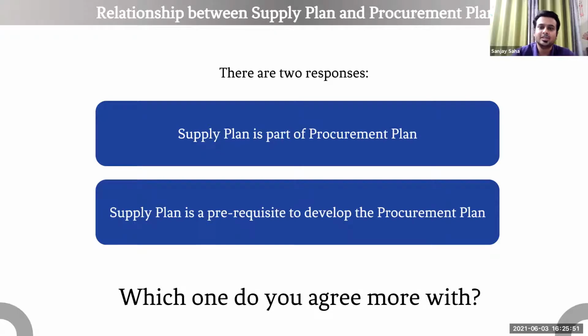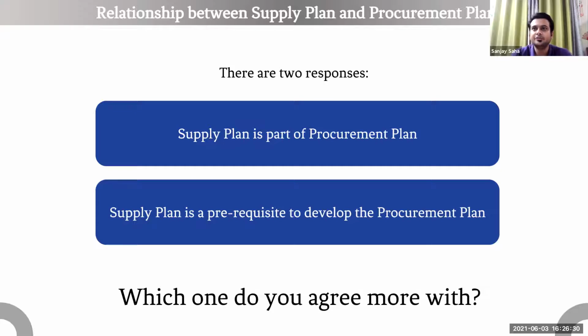Now, what's the slight difference between these two terms? If you remember in module 4, when we were doing quantification, supply plan was the last step of quantification. So once you have forecasted your commodity needs, from your forecasted commodity needs, you prepare a supply plan. Supply plan tells you how much of those forecasted commodities that you have figured out needs to be purchased, and when they are required.